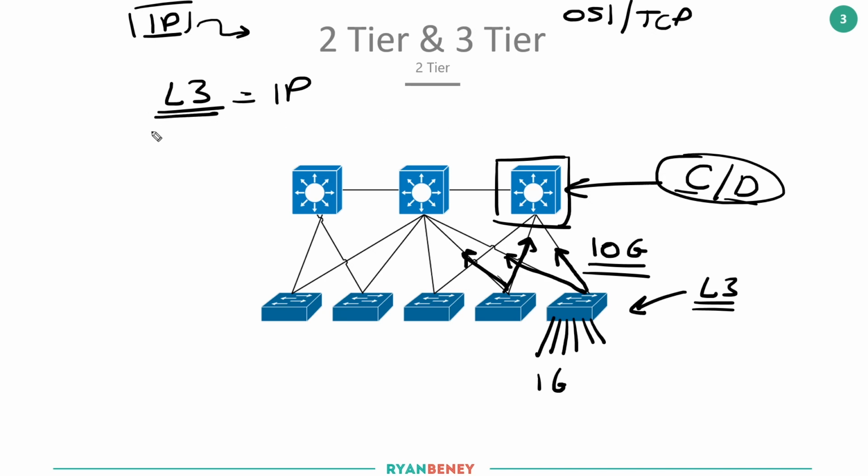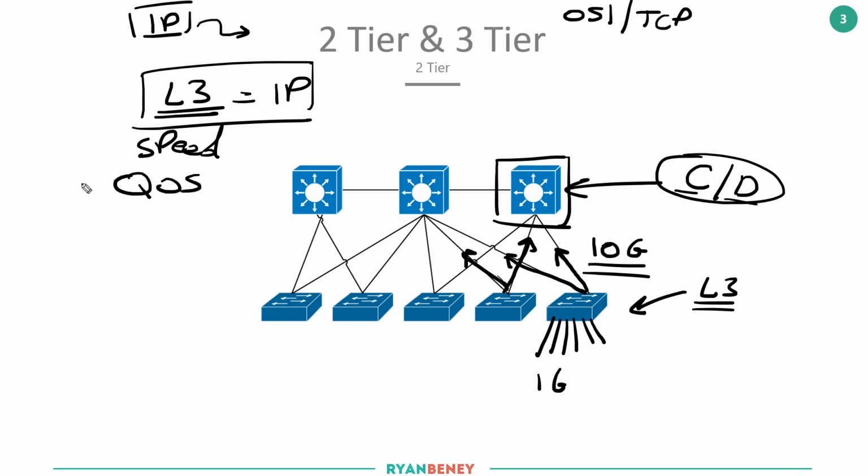So they do layer 3. This is where IP is. We want better speed or bandwidth for those ports. We also introduce things like QoS, quality of service, here. So if there's a phone connected to the network, we need to make sure that it's prioritized over other people's traffic. So that's where QoS comes in.